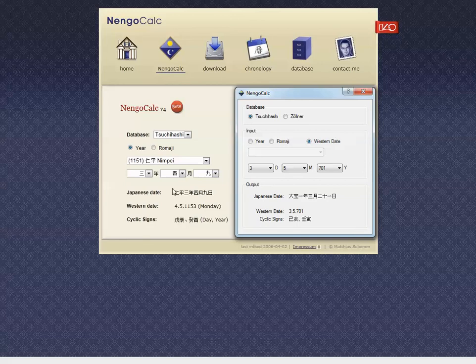So if you're just working with Nengo Calc through its web page, you only have one choice. You can only go from a lunar date to a solar date. But if you download it, then you can go from a solar date back to a lunar date. So in this case, the 3rd of May, 701 would correspond to the 21st day of the 3rd month of the 1st year of Taiho. Taiho is the Nengo, okay? And then once again, they give us the cycle signs.